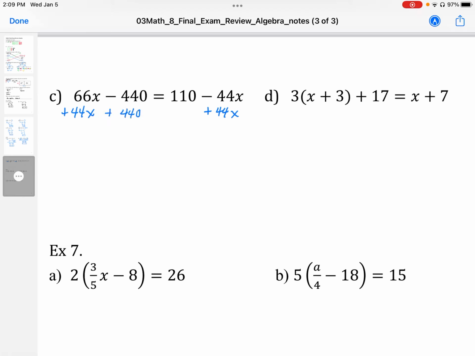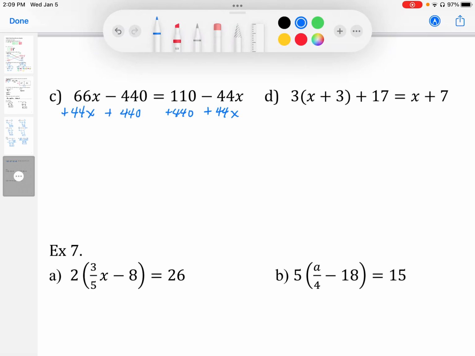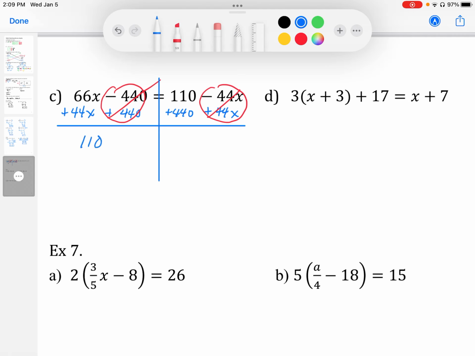440 and add 440. Okay, so I'm just going to highlight my zero pairs here. I've got a zero pair here that cancels. I've got a zero pair here that cancels. Then I just account for my left side and right side. I have 110 x's on this side. I have 550 ones on this side.